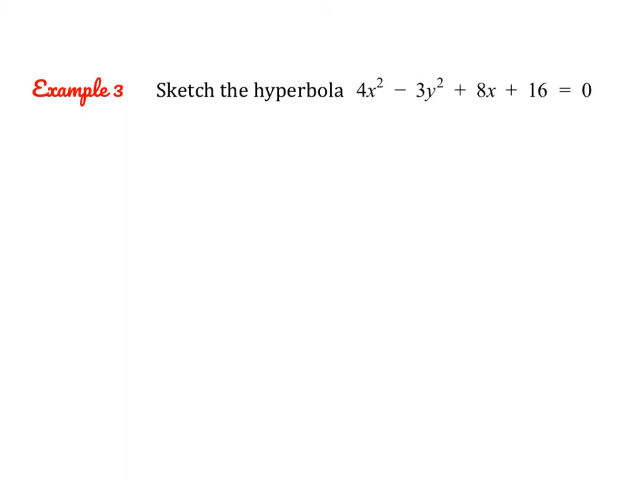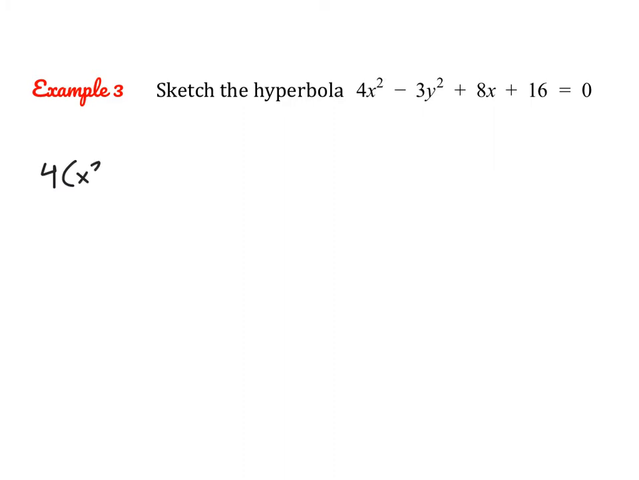All right, so now let's try another one together. Here you can see that we have an equation that is not in standard form. So we're going to follow that same process that we did with ellipses. We're going to group our terms, and we're going to be completing the square twice, once for x and once for y, if necessary. So I'm going to group my x terms and factor out the 4.